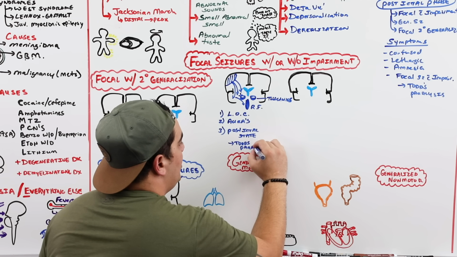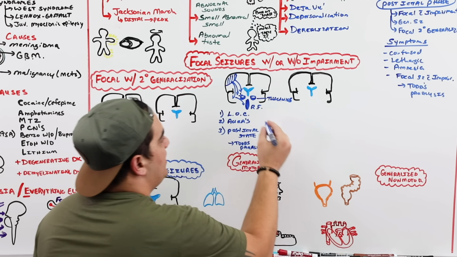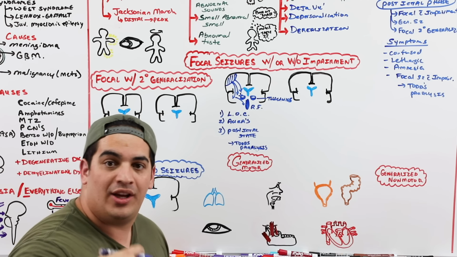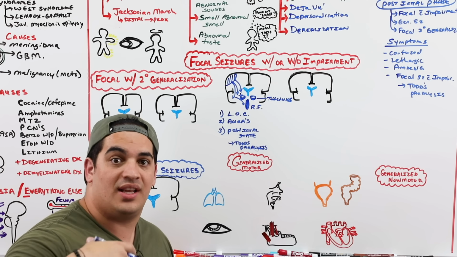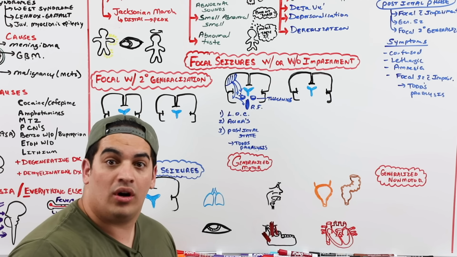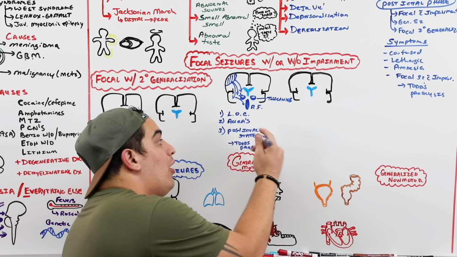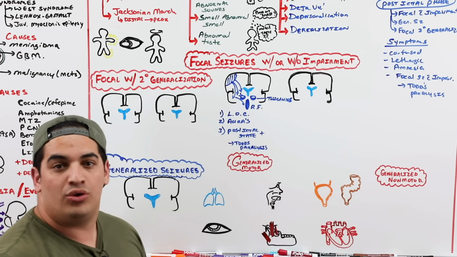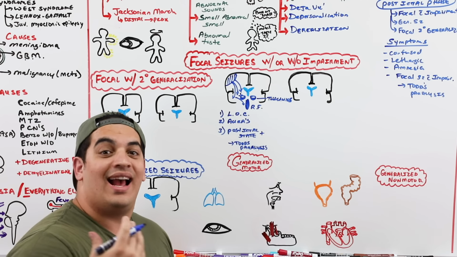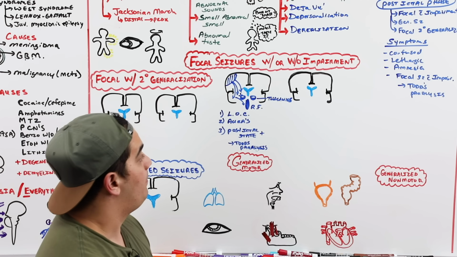So if you have a focal seizure that is with impairment, it means it's involving the reticular formation, the thalamus, there's a loss of consciousness. They also can have auras, automatisms, déjà vu, all of that stuff, and they have a post-ictal state with confusion, amnesia, lethargy, as well as potential Todd's paralysis.